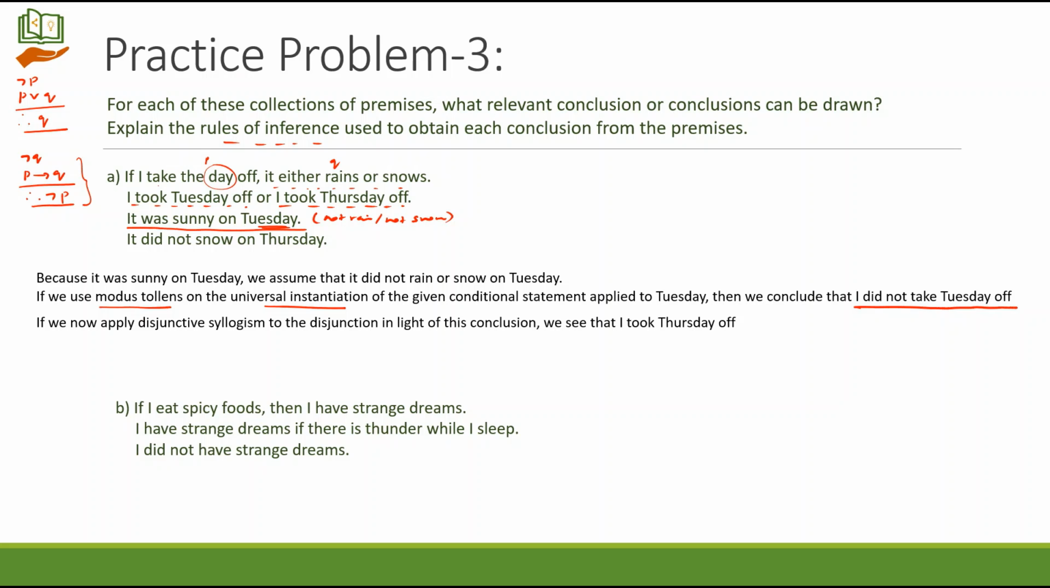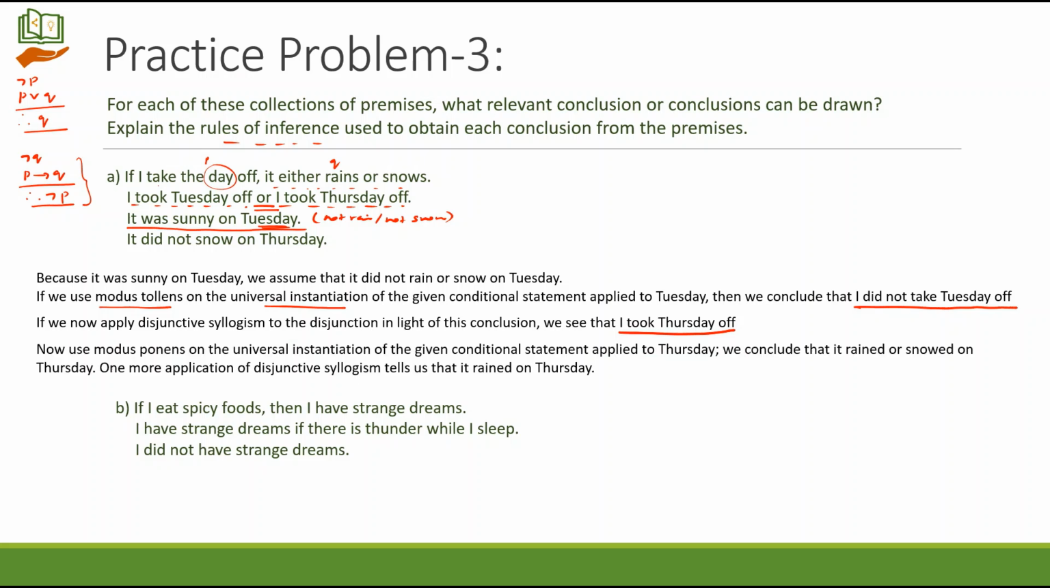So regarding disjunctive syllogism, if we apply it to the disjunction here, in the light of this conclusion, we see that I took Thursday off. So I can conclude I took Thursday off is a valid conclusion. Now use modus ponens on the universal instantiation of the conditional statement applied to Thursday. Universal instantiation is, instead of this day, we are substituting Thursday now. If Thursday was off, then it either snowed or rained on Thursday. This is like P or Q.